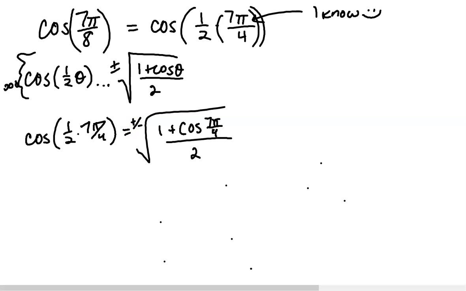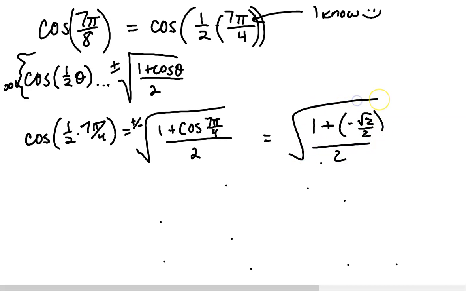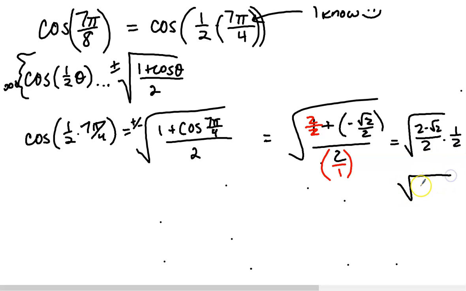Okay, so let's see what we got. This is 1 plus cos at 7 pi over 4. Careful. 7 pi over 4 would give me a negative for cos, so it should be 1 plus negative root 2 over 2, all over 2. This is where I'm going to put everybody together. I will make the bottom 2 over 1. So then I end up with square root of 2 minus root 2 over 2 times the reciprocal, 1/2. So right now I have root 2 minus root 2, technically over 4, but I can do the square root of the bottom, right? Square root of 4 is 2.